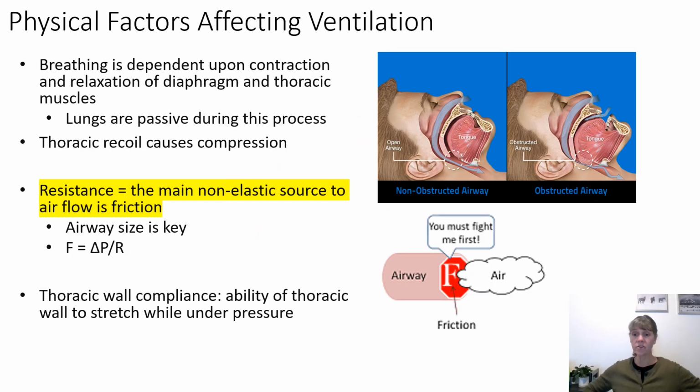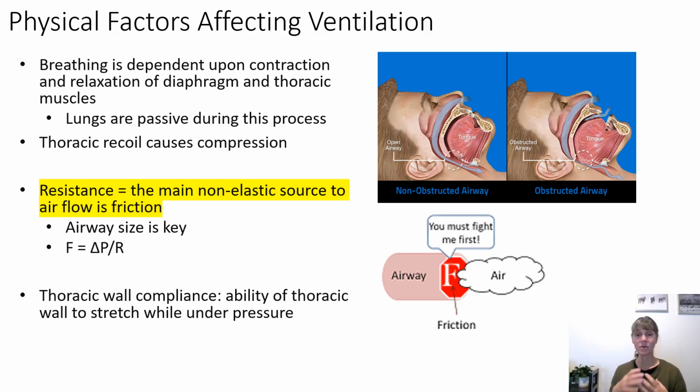As we take a look at other factors that can affect ventilation, breathing is dependent on contraction and relaxation of the diaphragm and thoracic muscles. The lungs are basically passive when this occurs, and thoracic recoil is what causes compression. The main non-elastic source to the flow of air is friction. That's what we refer to as resistance. Friction causes resistance, and that's the main non-elastic source to airflow.